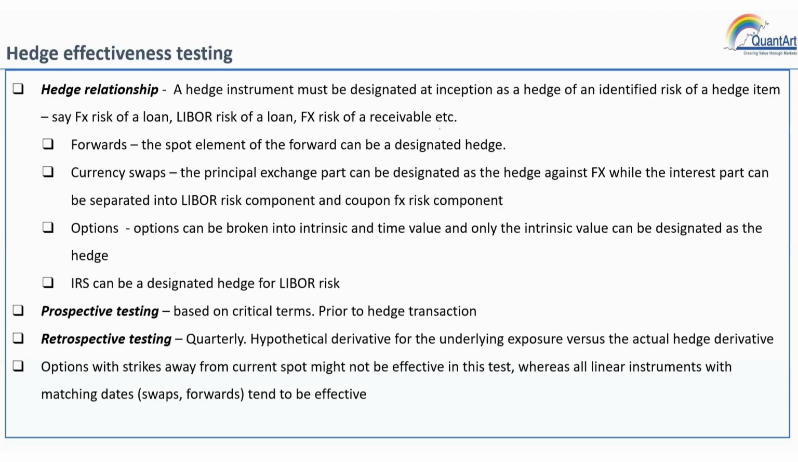So the hypothetical derivative is created and matched with the actual swap or actual derivative that you have done. And the effectiveness is then measured as a ratio of the change in fair value of the hypothetical derivative and the change in fair value of the actual swap that you have done. This is the process of retrospective testing, which you're supposed to do every quarter.